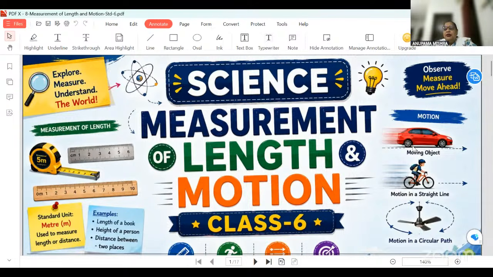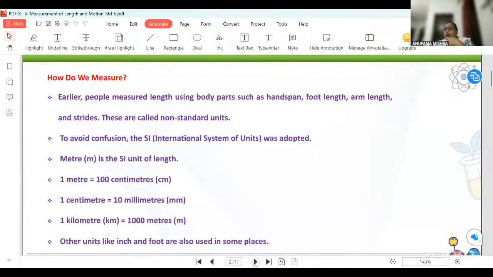Okay, so the motion also you will learn today: motion in a straight line, motion in a circular path, moving objects in a straight line. That is what you call linear movement or linear motion. So let us discuss now what we are going to learn today. The first thing we are going to learn is how do we measure things?